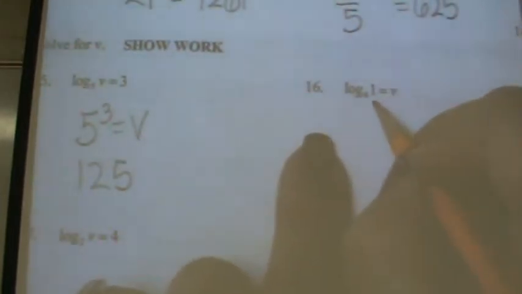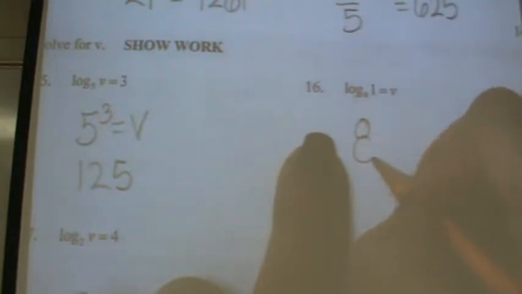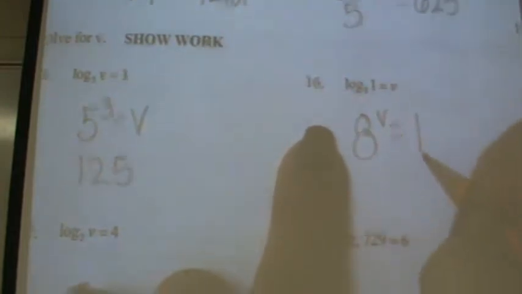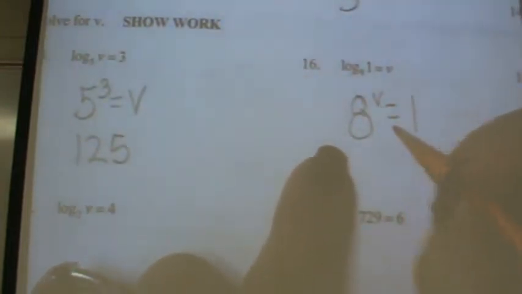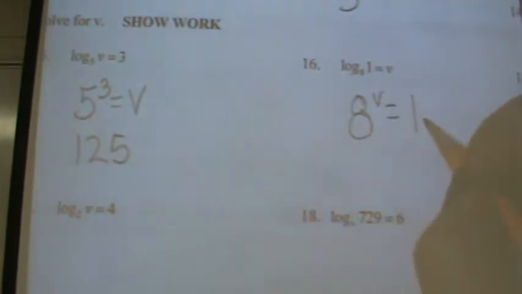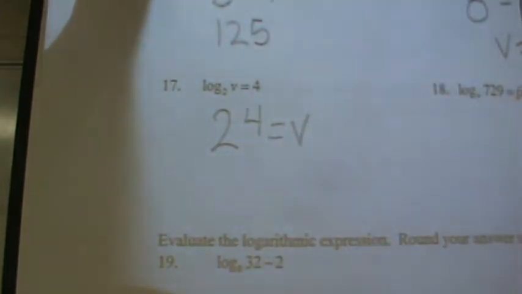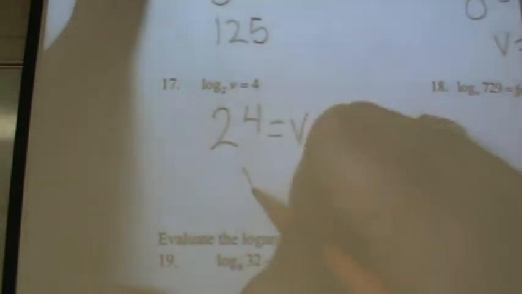Number 16, 8 to what power is 1? Well, we know what that is, it's 0. Any number to the 0 power is 1. We have 16. Okay, number 17, this one, 2 to the 4th power is v. Well, 2 to what power? 2 to the 4th power is what? 16.